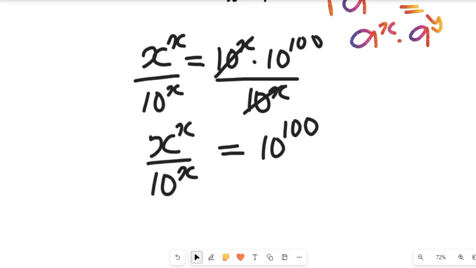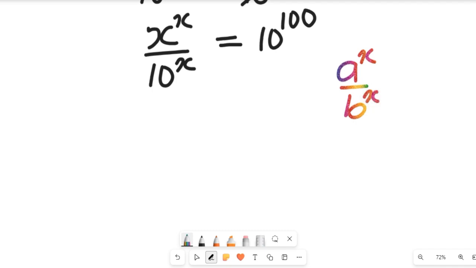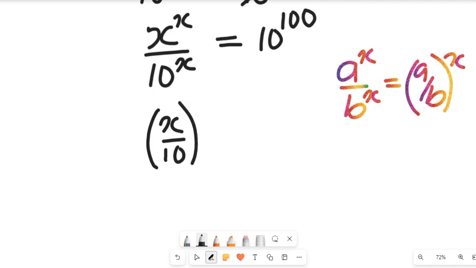Now you notice one thing, that we have the same power in this part. So since we have the same power, I'll also draw your mind back to another law of indices. We'll have a to the power of x divided by b to the power of x. This can be equal to a divided by b all to the power of x because they have the same power. So if we apply that, this becomes x divided by 10 all to the power of x, and this will be equal to 10 to the power of 100.